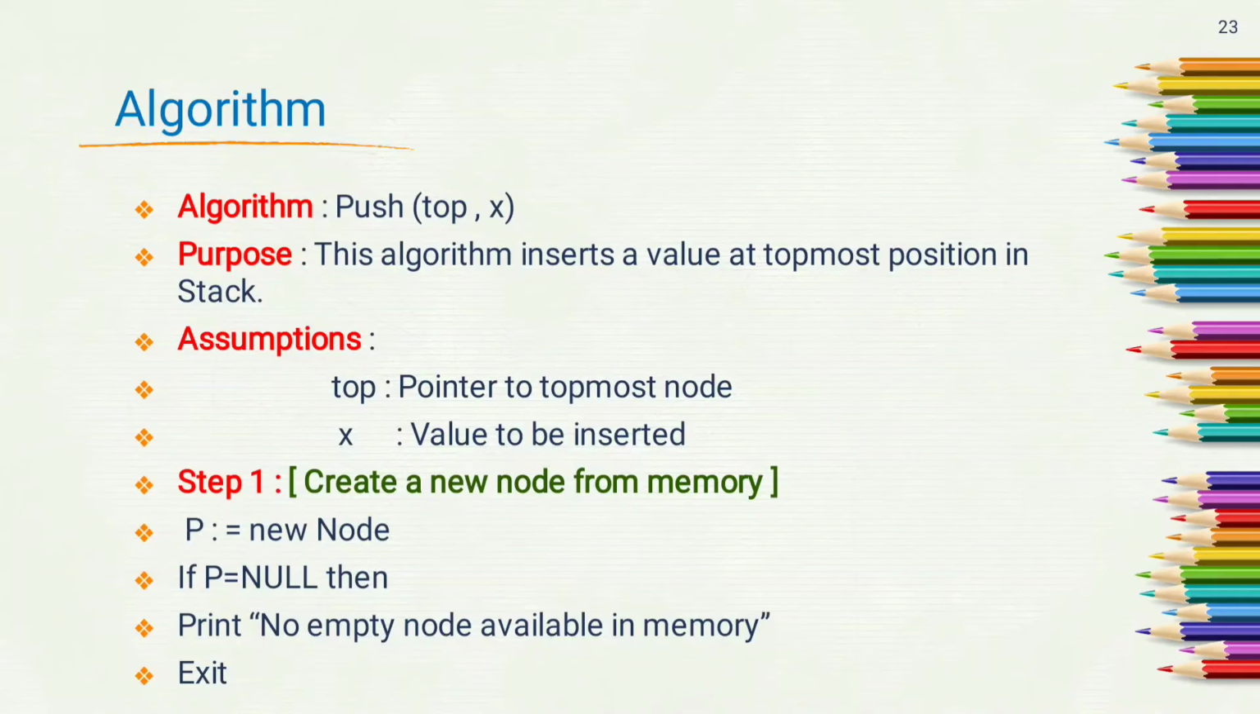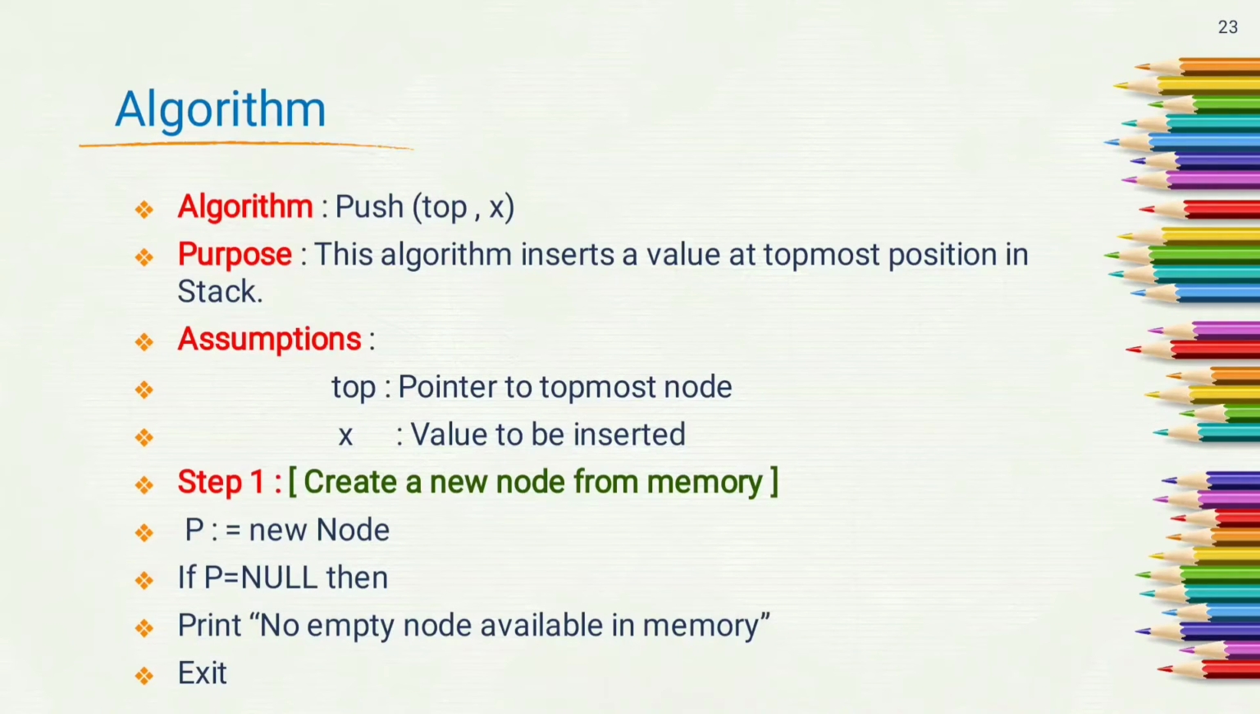So how do we write the algorithm for it? First we write the algorithm, the name of the algorithm is push. We require two parameters, top and x. The purpose of this algorithm is that it inserts a value at the topmost position in a stack. Assumptions are: top is the pointer to the topmost node, and x is the value to be inserted.